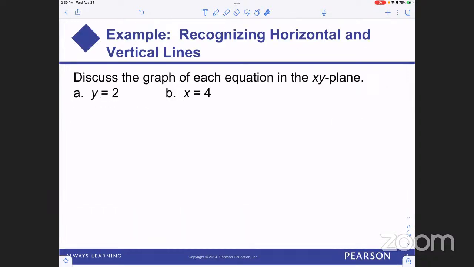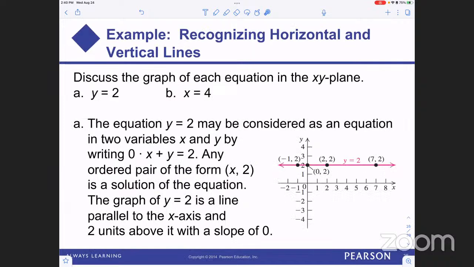So discuss the graph of each equation in the xy plane. For this first one, we have y equals 2. That's going to be a horizontal line that passes through the y-intercept of 2, and it has a slope of 0. This one's going to be a vertical line that passes through x equals 4 with an undefined slope. So this one's horizontal, passing through y equals 2. This is vertical with an undefined slope that passes through x equals 4, right?